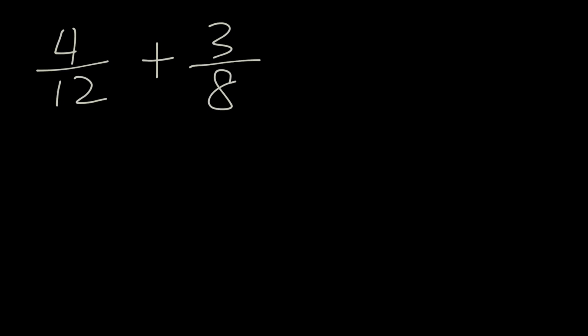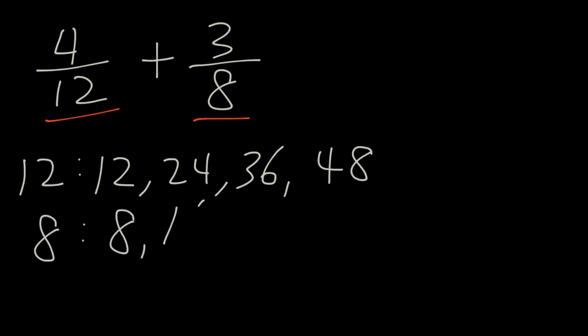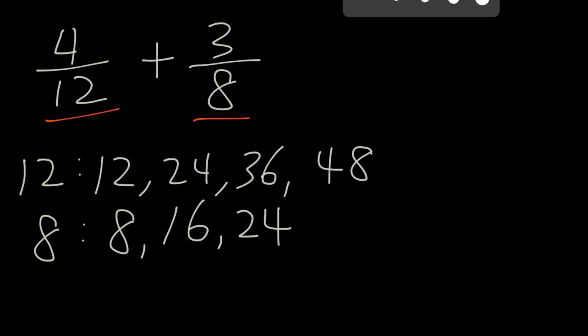Now what about this question? Again, we're going to look at the common denominator first and do the same thing as the previous example where we're going to multiply them, the sequence of numbers. So 12, 24, 36, 48. And for 8 will be 8, 16, and we'll stop whenever we see one that matches, 24. In this case, we can see 24 matches here and here.